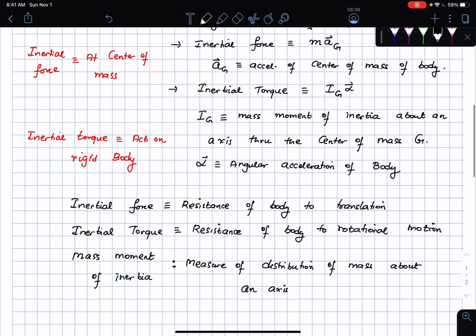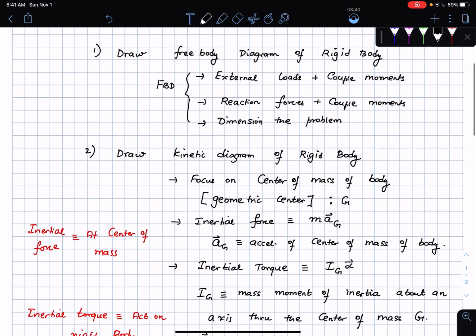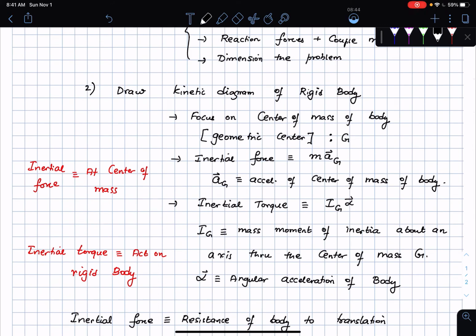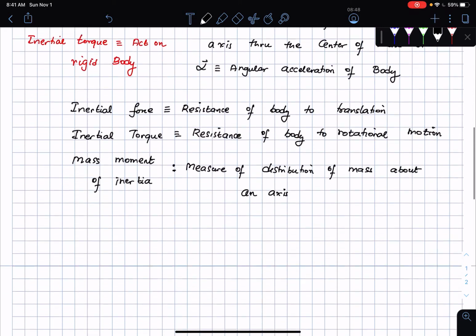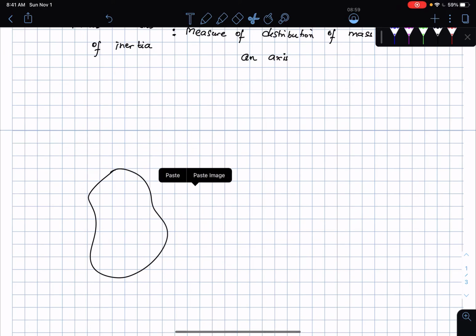Okay, so in both these situations you're going to be drawing first of all the free body diagram, and then the kinetic diagram, which I'm going to call the KD, as you know. Okay, and here is a sample of the free body and the kinetic diagram. I just take an arbitrary body, some potato. Let's say that maybe I'm going to copy this and give it a slight thickness. Okay, let's see if that helps us. So here is the body.